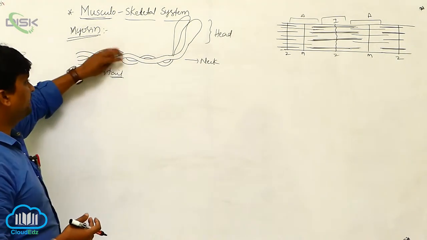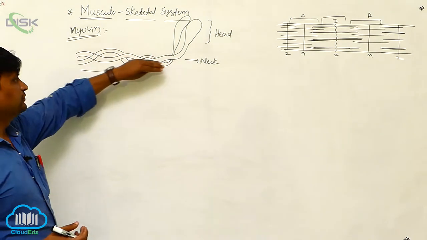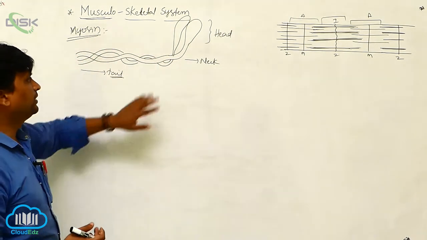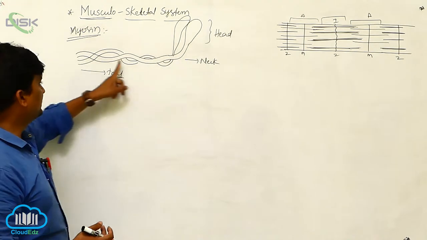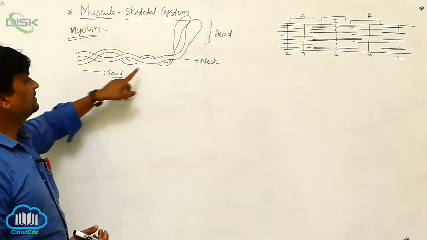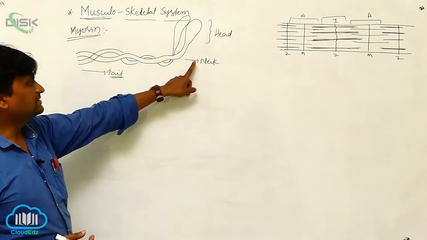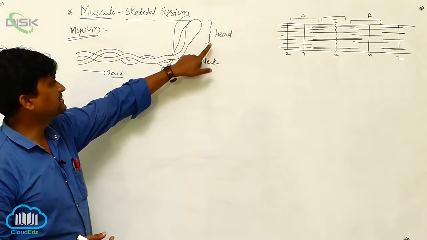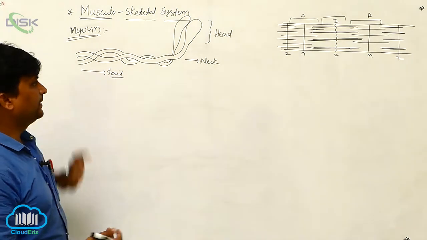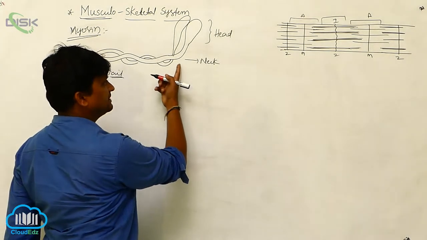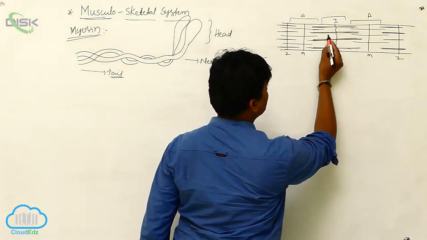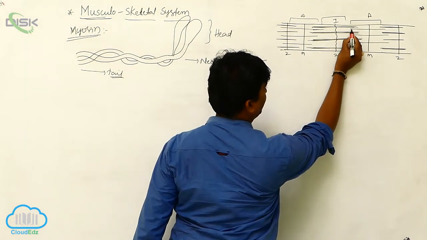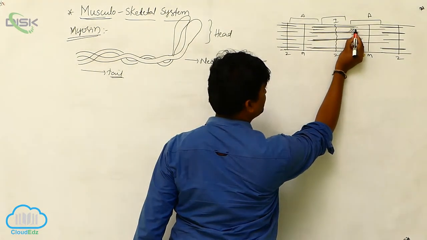Myosin also has a helical structure part, and one small neck part. The helical structure part is the tail, the middle part we call the neck, and then the bulgy part we call the head. Head, neck and tail will be there. This is how it is present in the muscle. This is the myosin, and these are the myosin heads.